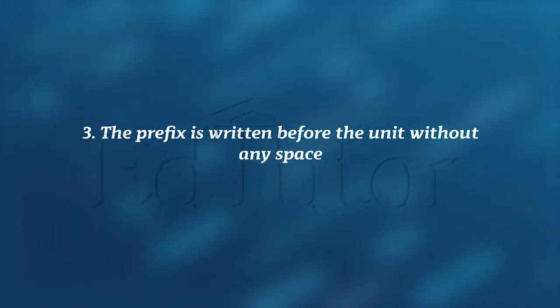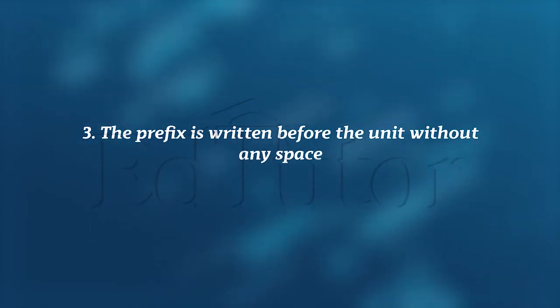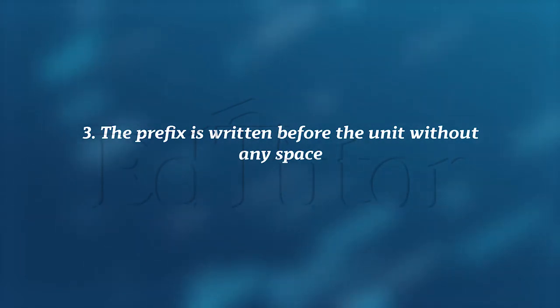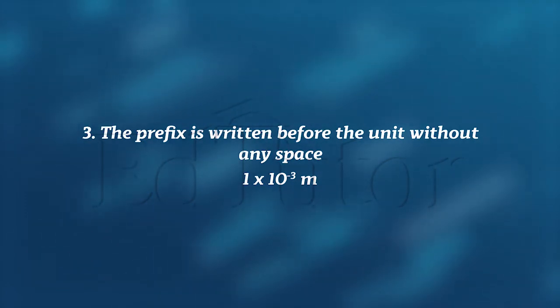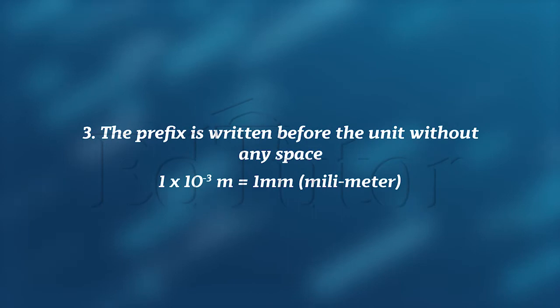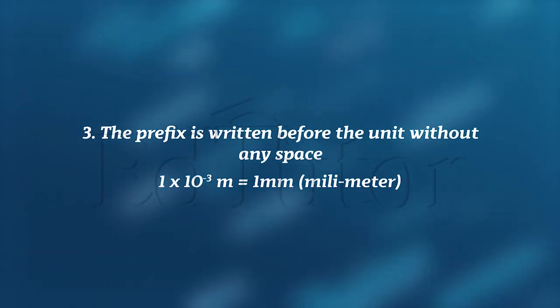Now, moving on to the next point, that is point 3. The prefix is written before the unit without any space. For instance, if you have to write 1 into 10 raised to the power minus 3 meters, in the prefix form, it will be written as 1 millimeter.